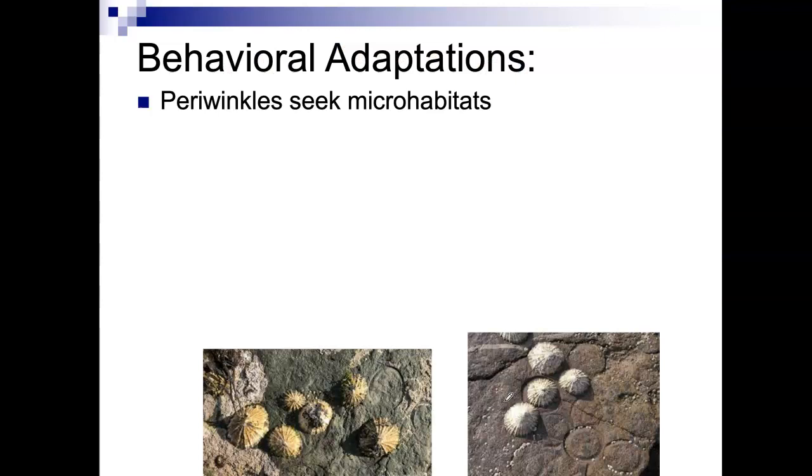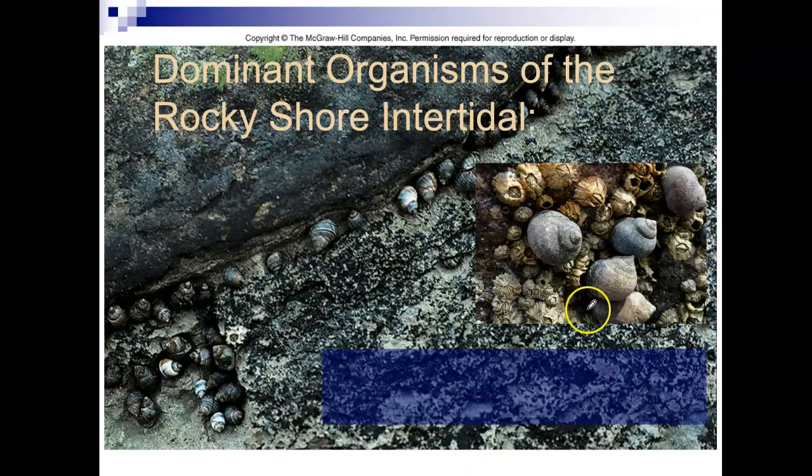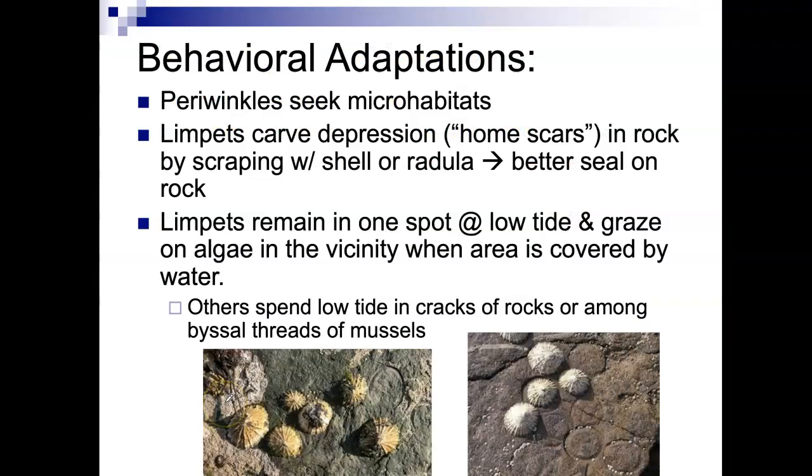Behavioral adaptations. We're going to talk a lot about periwinkles, especially when we talk about upper intertidal zones. Periwinkles can actually go out and seek microhabitats. Here are some periwinkles for you. They're going to seek crevices, or an area where there's a big group of mussels that have a lot of byssal threads that are going to help to hold water in that area. So when the tide goes out, they're going to seek those microhabitats, and that's going to make them one of the more successful organisms in the upper intertidal zone, the fact that they have the ability to do that.